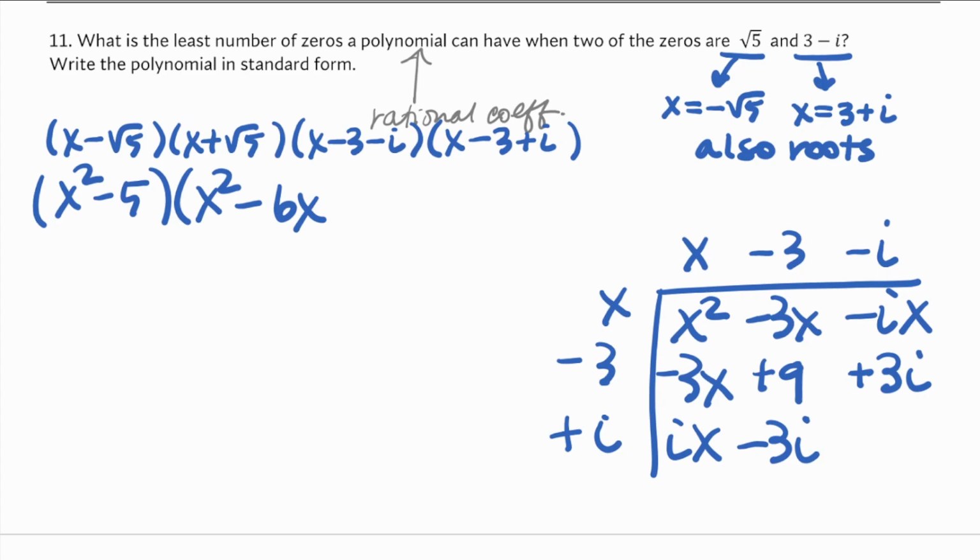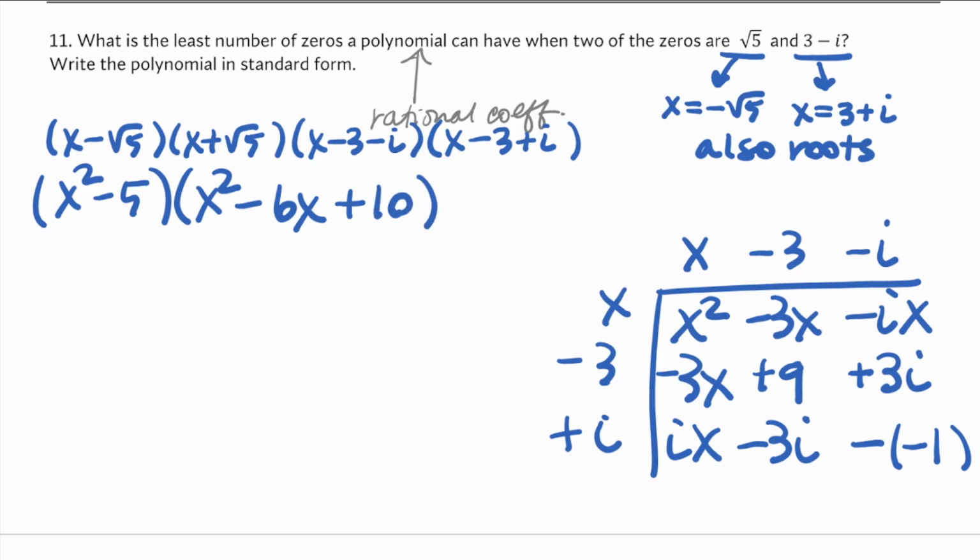Right, see that negative 3i and positive 3i, the ix and the negative ix. Negative i times positive i is negative i squared, which is negative 1. Okay, so negative 1, that's positive 1. And so I've got x squared plus 10 minus 6x. So x squared minus 6x plus 10. And now I'm going to just multiply that all out.